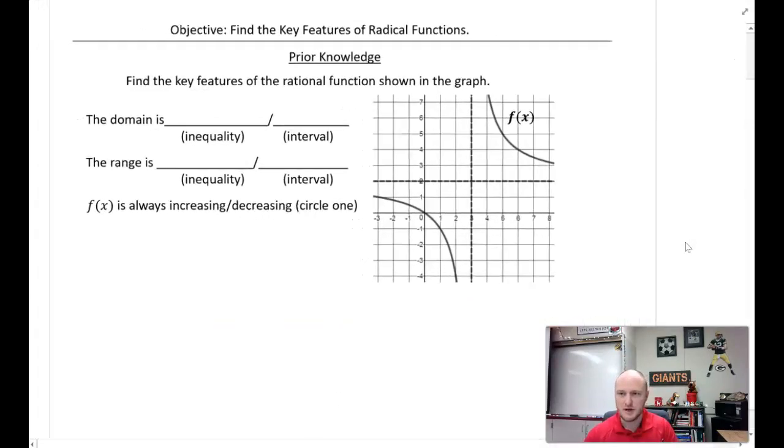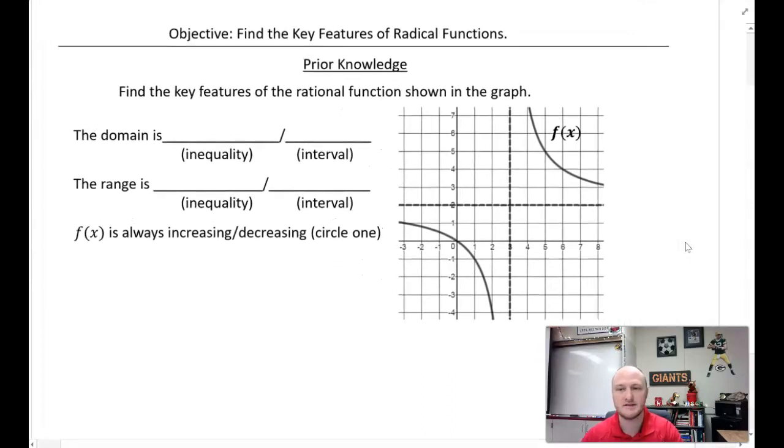For prior knowledge, please pause the video, try this, and see what you can remember from your memory on domain, range, and increasing, decreasing. Alright, hopefully you paused the video. We're looking at a rational function, and a rational function, if you can recall, has a couple of discontinuities.